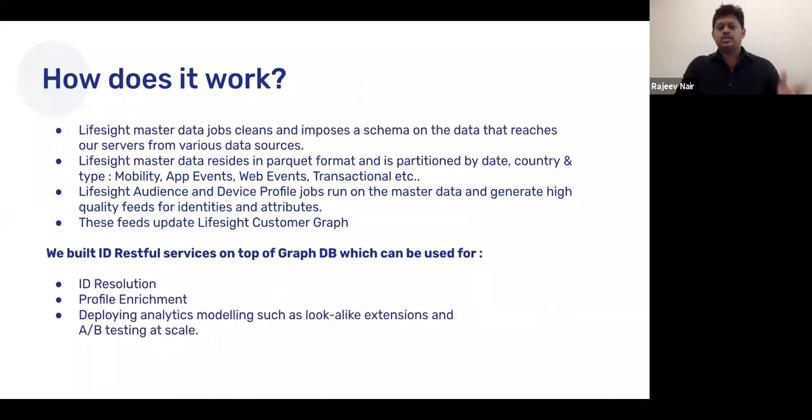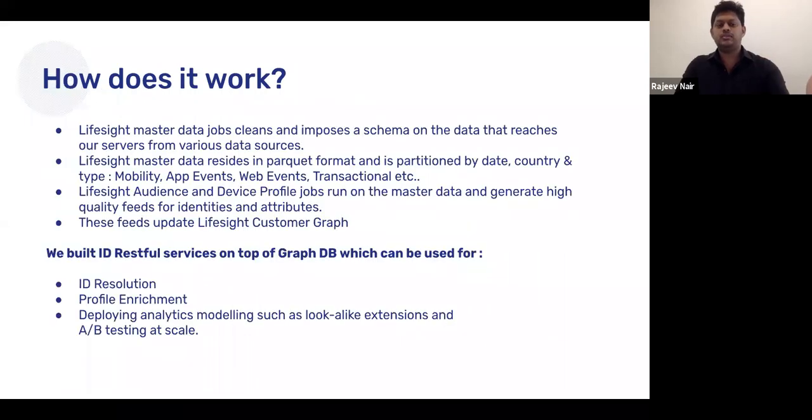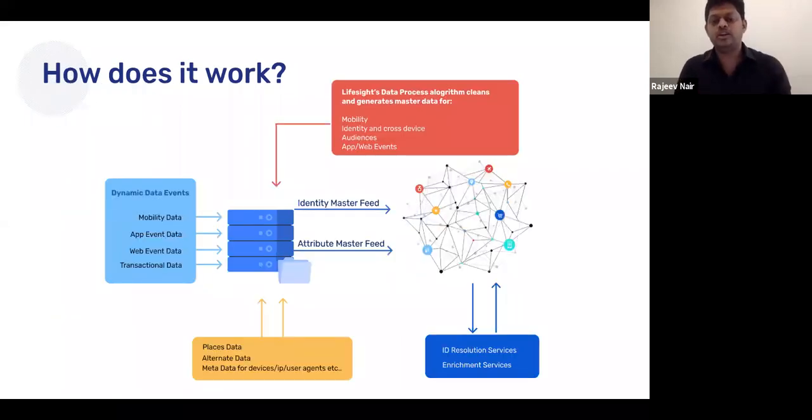So how does it work? I'll come back to this slide in a while. I think we'll use this diagram, which is a diagrammatical representation of whatever we have written in the other slide.